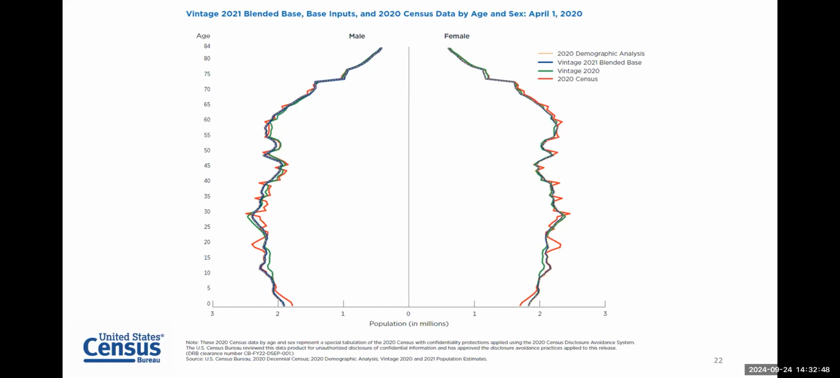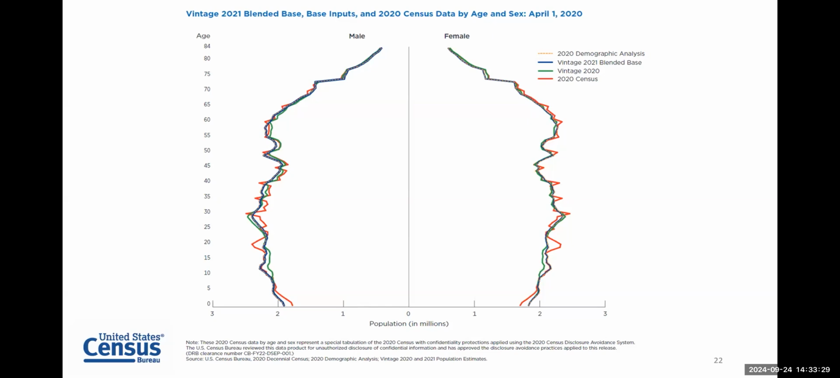This is a population pyramid, and it shows the vintage 2021 blended base. I already talked through the blended base, but one of the main things to point out is that the blended base at the national level uses age and sex data from the 2020 demographic analysis. Demographic analysis is one of our 2 coverage measures at the Census Bureau for the decennial census. For that method, we basically take historical and contemporary vital records, so births and deaths, data on international migration, and for the older ages, data on Medicare enrollment, to produce estimates that are independent of the census, which we then compare to the census to estimate coverage.